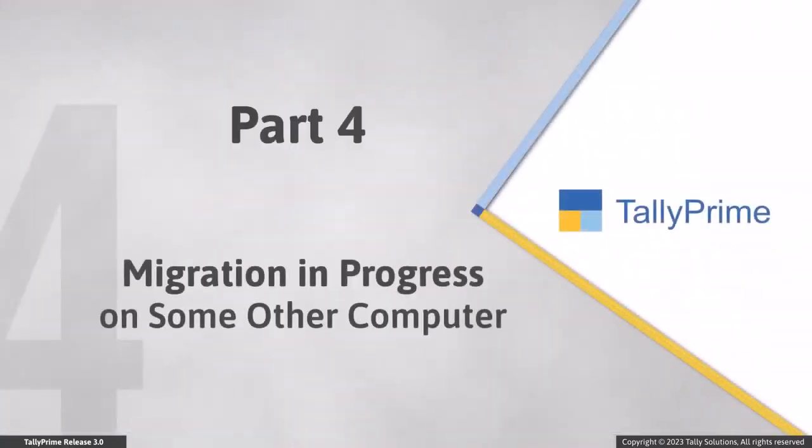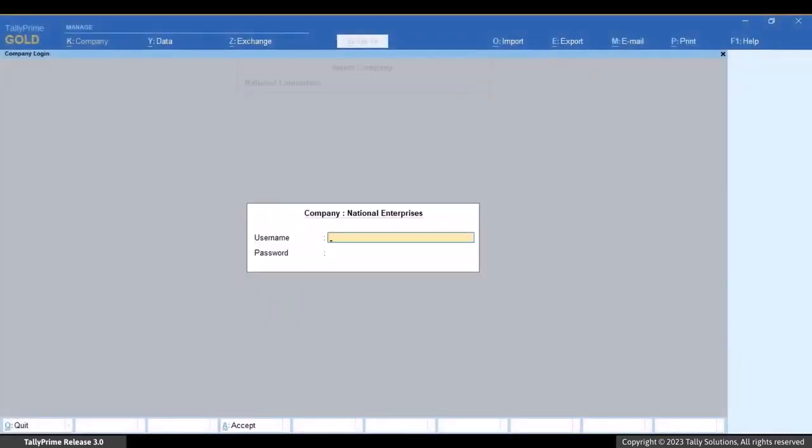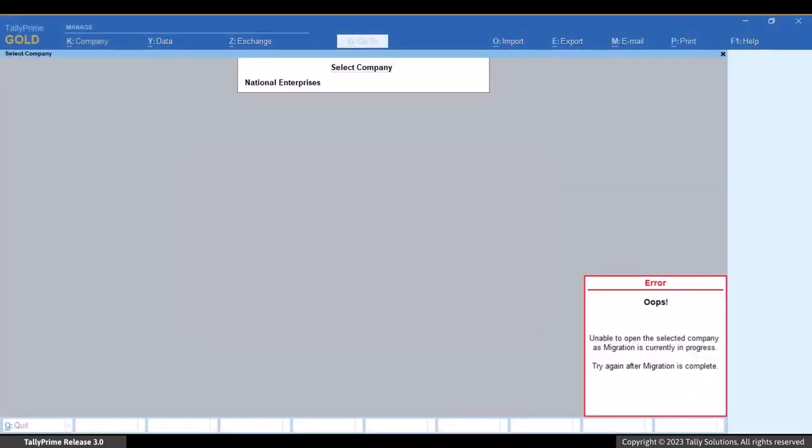In a multi-user environment, it may also be possible that you try to migrate a company whose migration is under progress in some other computer. In such cases, you will view a status Migration in Progress against the company.